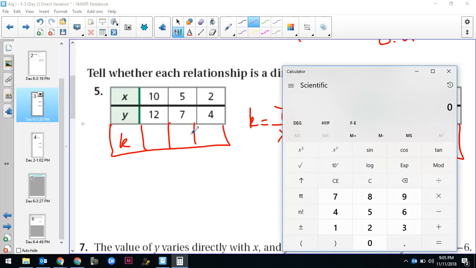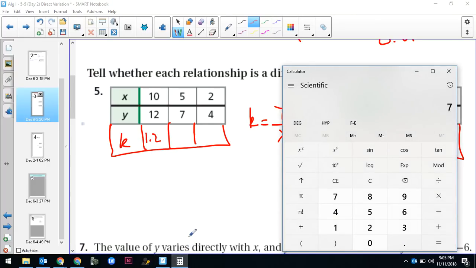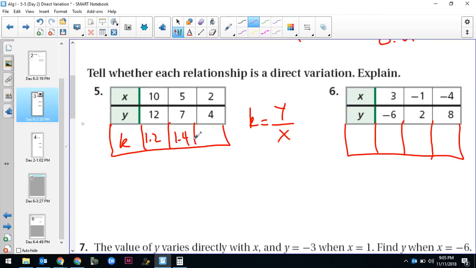So here's what I'm going to do. I'm going to take 12 divided by 10, y divided by x, 1.2. I'm going to take 7 divided by 5, 1.4. I don't even need to do this, but 4 divided by 2 is 2. The reason I don't need to do that is because I have different k values. So we would say not a direct variation.